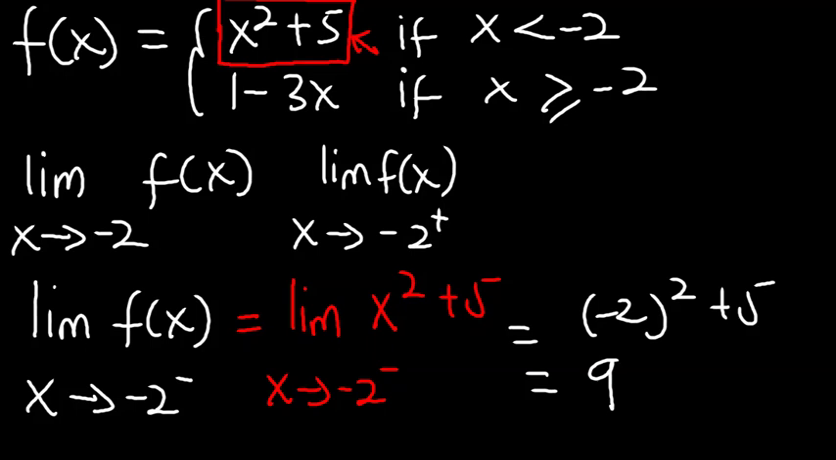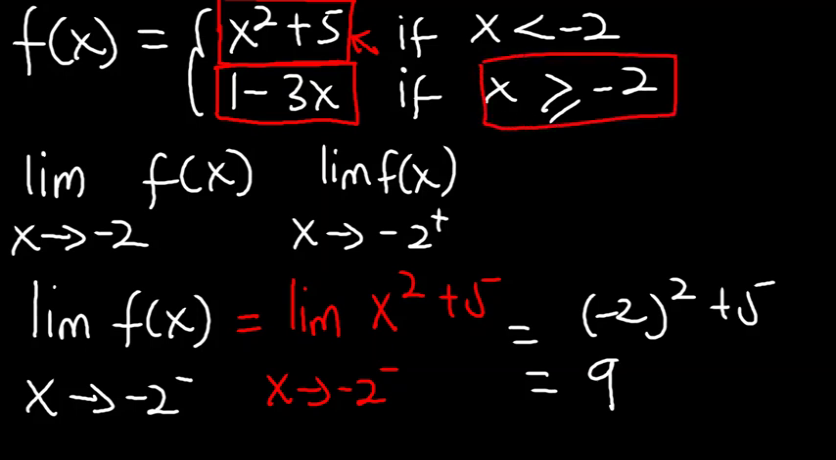Okay, and then if you look at the function that was given to us, if the x values are greater than or equal to minus 2, then you are supposed to use this part of the function. And in this case, you are considering x values that are close to minus 2 but are greater than minus 2, so that falls within this domain. Okay, so we are going to use this part of the function. So this will be equal to the limit of 1 minus 3x as x approaches minus 2 from the right side.